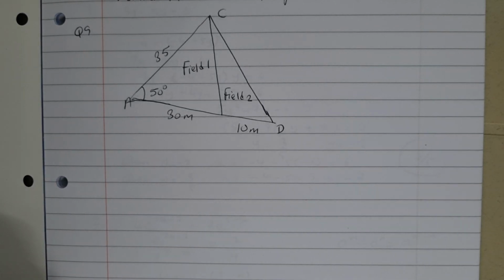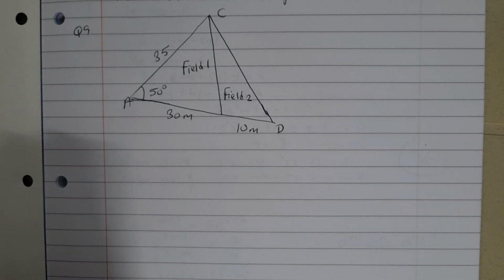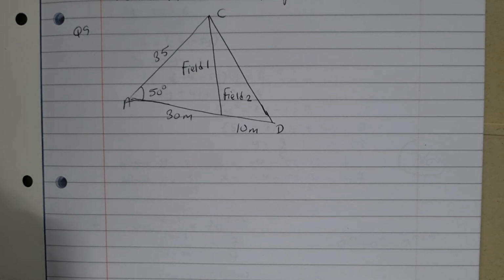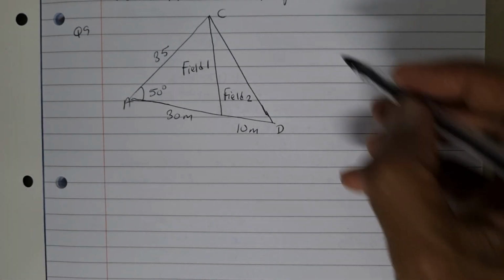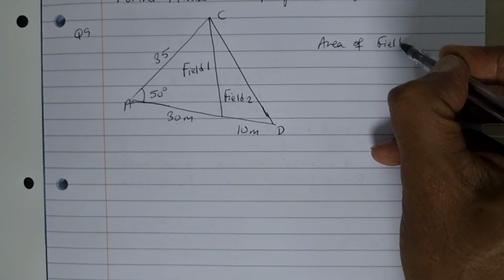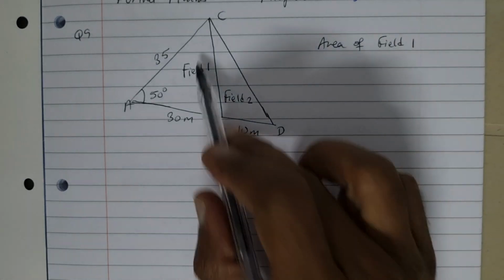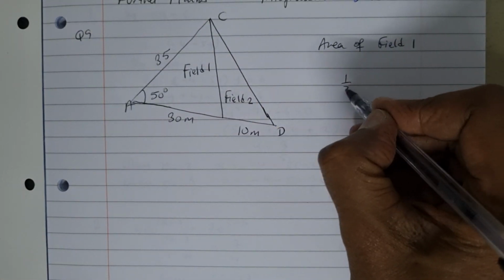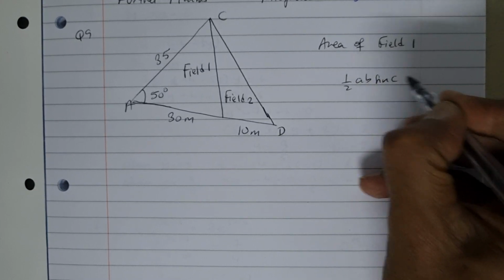Question 9 here is taken from the Leaving Certificate 2022, the spring paper, and we've got a triangle with field 1 and field 2. In the first part of the question they want us to find the area of field 1. The way we do this is, for the triangle of field 1, we use the formula half AB sine C.